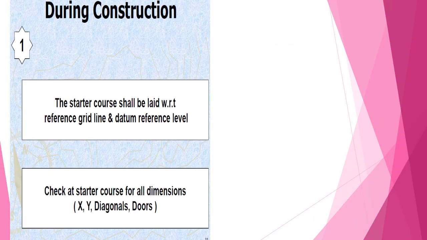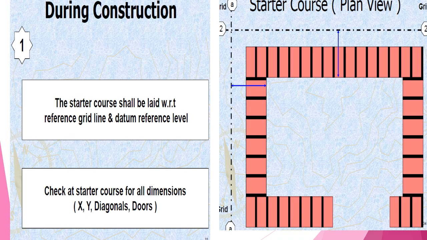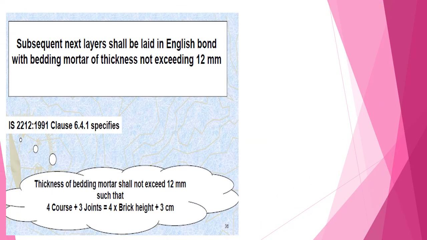During construction, the starter course shall be laid with respect to the ground level. Check the starter course in all directions, X, Y, Z, such as doors and windows, openings, etc. Refer to the shop drawing, which will explain how the starter course has to be done. The subsequent layers should be laid in Flemish bond or English bond. Refer IS 2212-1991. Thickness of the mortar shall not exceed 12 millimeter.